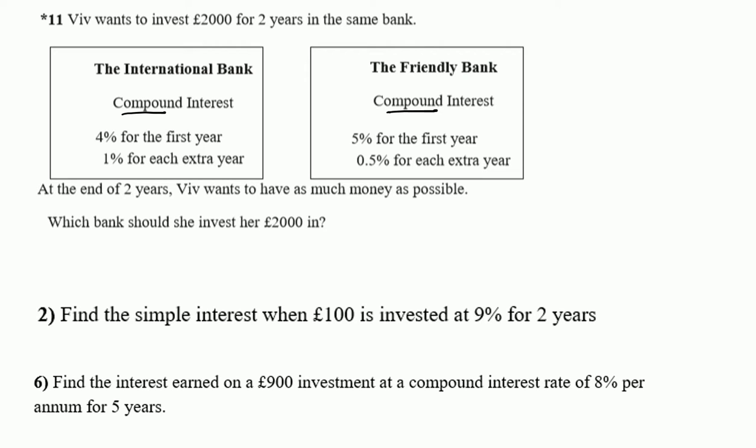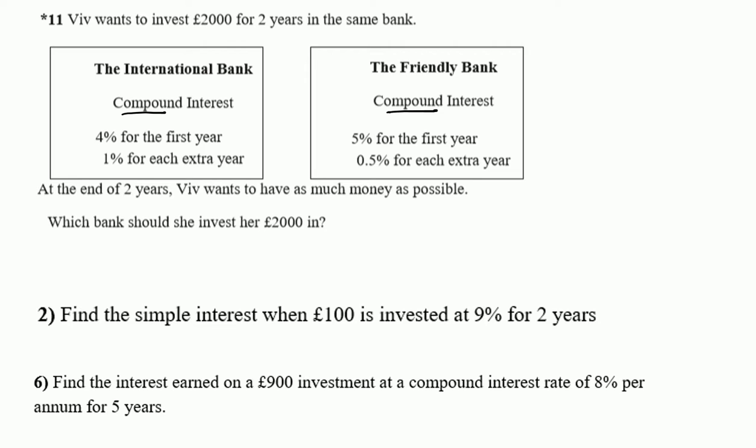Okay, so Viv wants to invest £2,000 for 2 years in the same bank. She can either choose the international bank or the friendly bank, and they have slightly different plans. She wants to have as much money as possible at the end of the 2 years, and we're asked which one she should go for. So, the international bank gives her 4% in the first year and 1% for each extra year. So we're going to have to break this up into 2 stages.